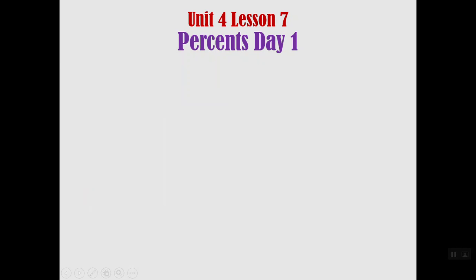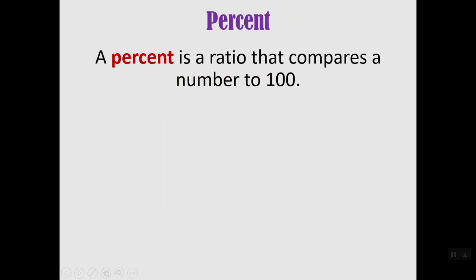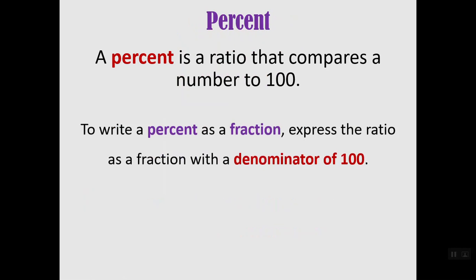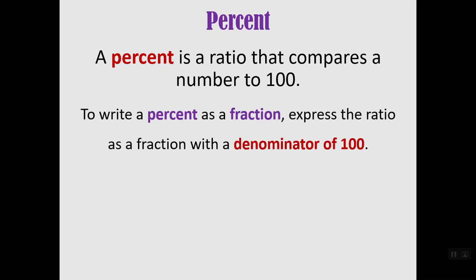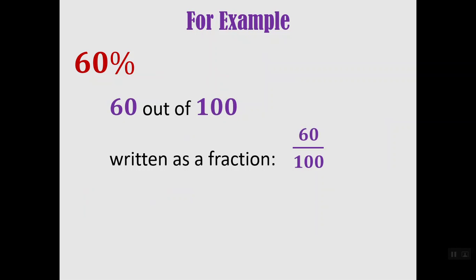This is Unit 4, Lesson 7, Percents, Day 1. A percent is simply a ratio that compares a number to 100. To write a percent as a fraction, we're going to express the ratio as a fraction with a denominator of 100, and then simplify it if possible. For example, 60% means 60 out of 100, and written as a fraction, 60 over 100, and that simplifies if we divide by 20 to 3/5.